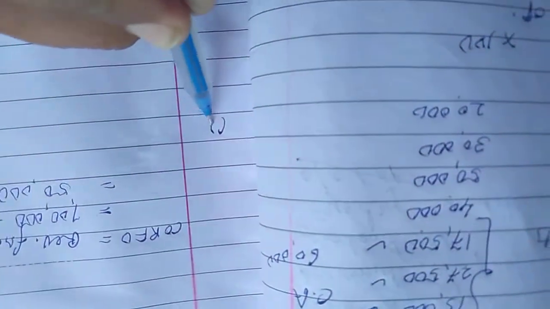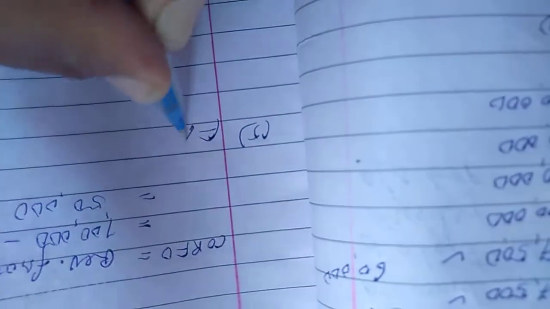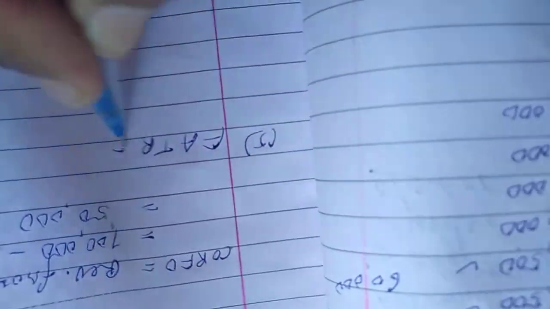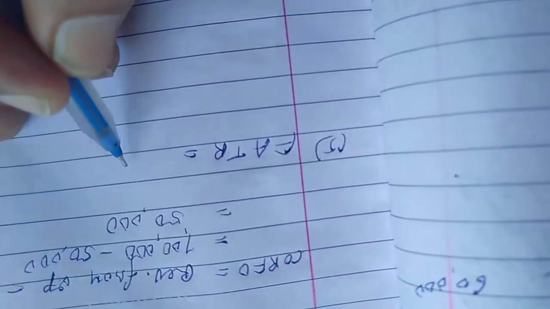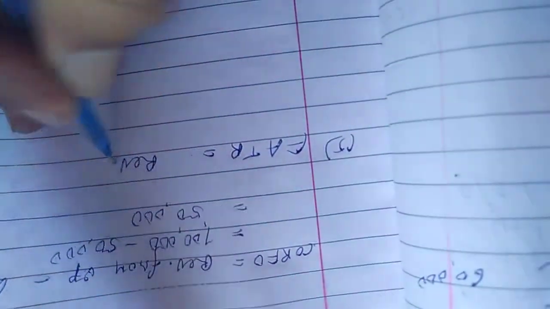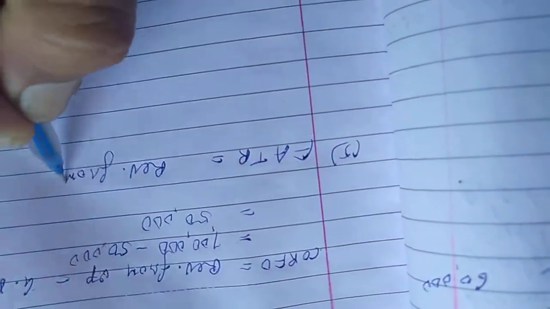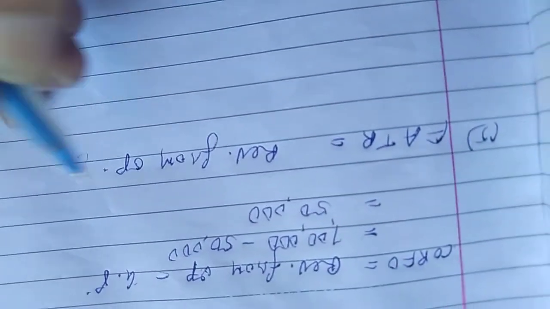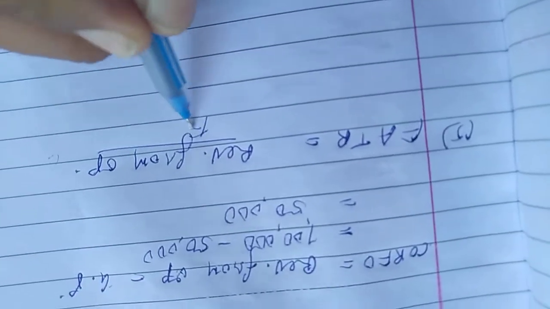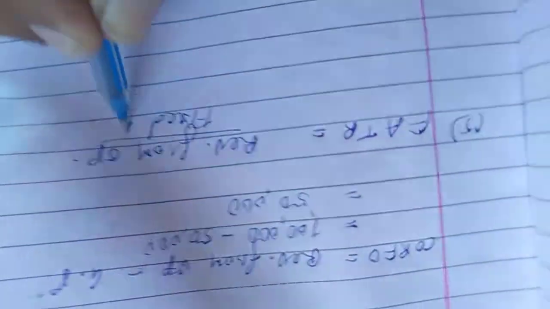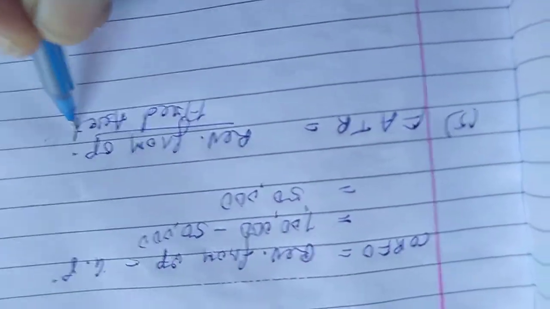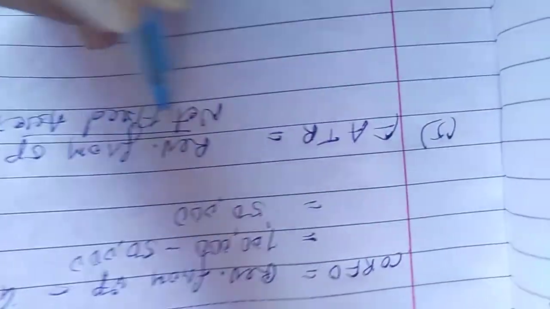Now the fifth one is fixed asset turnover ratio. You know the formula of fixed asset turnover ratio: revenue from operation upon net fixed asset. Revenue from operation upon net fixed asset.